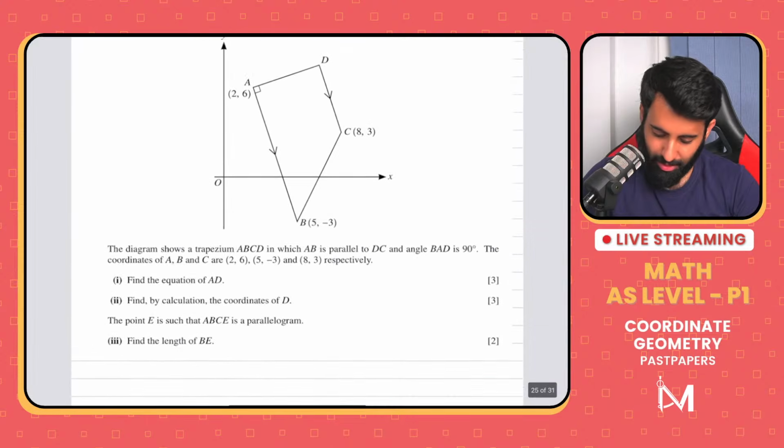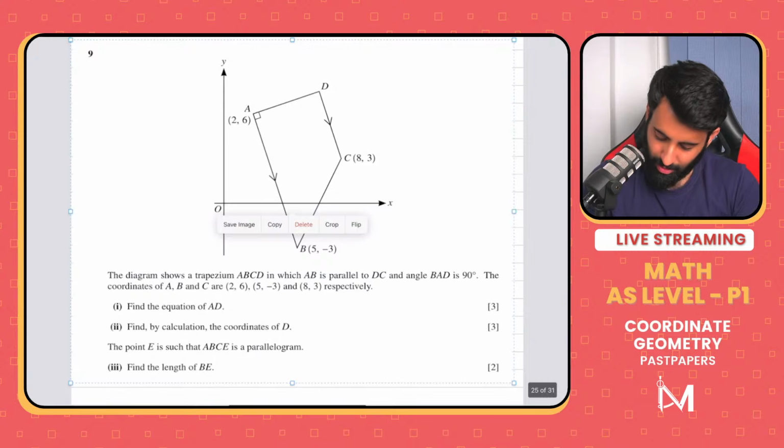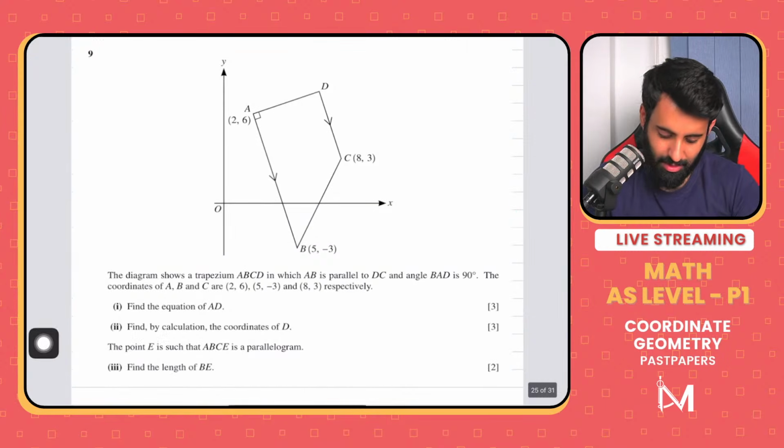Okay, so that was part 2. Now let's do part 3. Part 3 says find the length of BE. And before that, it says the point E is such that ABCE is a parallelogram.